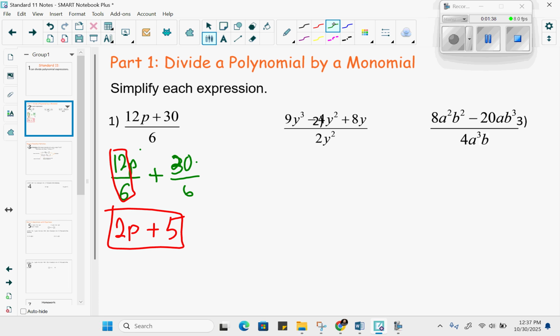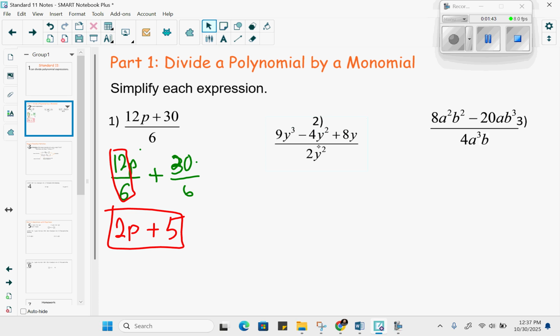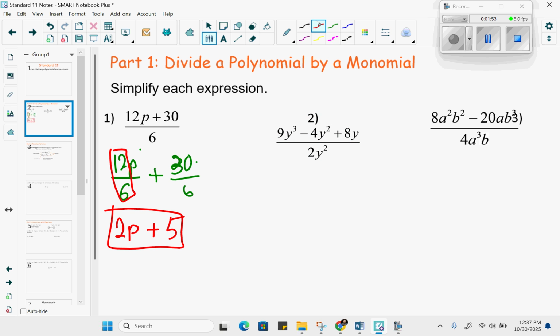All right, let's do it again. Start with the green. I'm going to take what I have here. I have something extra in there. You know what? We're just going to put it below. That's 2 there. All right. So we're going to start with green. We're going to start with 9y to the third over the bottom monomial 2y squared. Then that minus sign. Then the 4y squared over 2y squared. Then that plus sign, 8y over 2y squared.